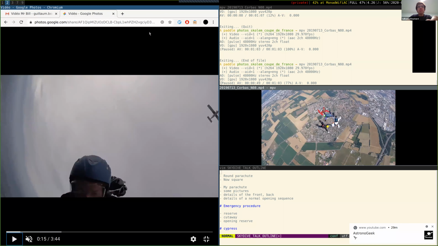I've done a night jump. Night jumps are really nice, except when you miss the landing area, which I did, and I had to land in a field during the night without any light, and I had no idea what was under my feet. So I just waited for the ground, and hopefully it was a nice field, but it may have been some streets, some trees, electric stuff. So this one was dangerous.